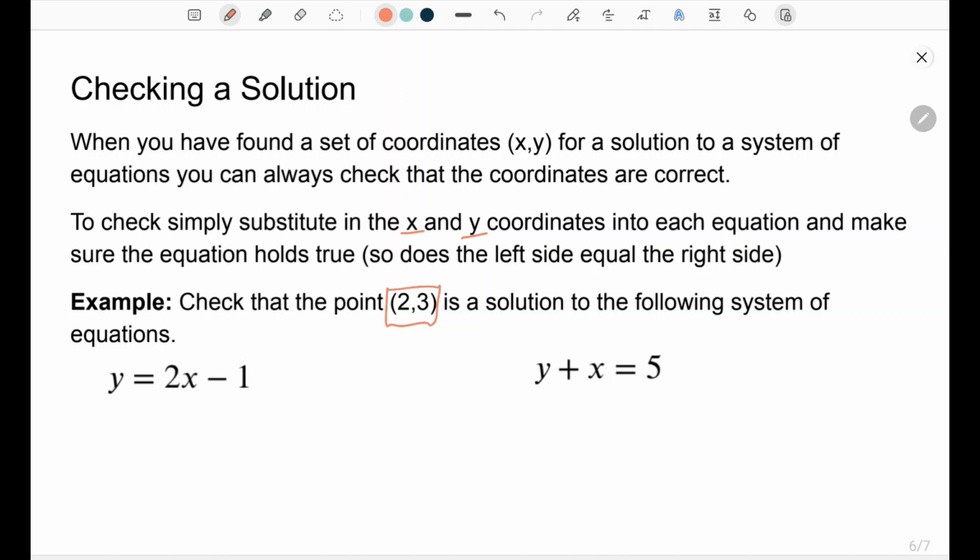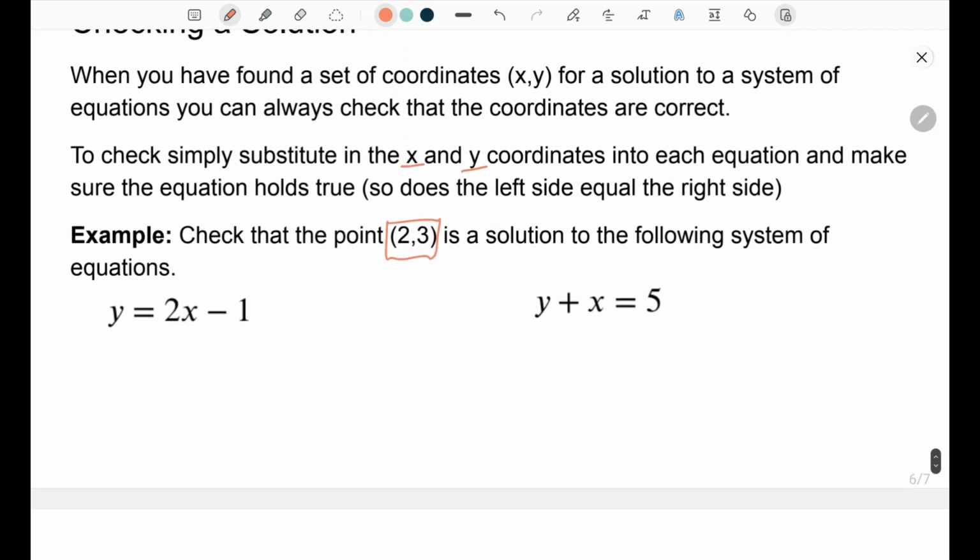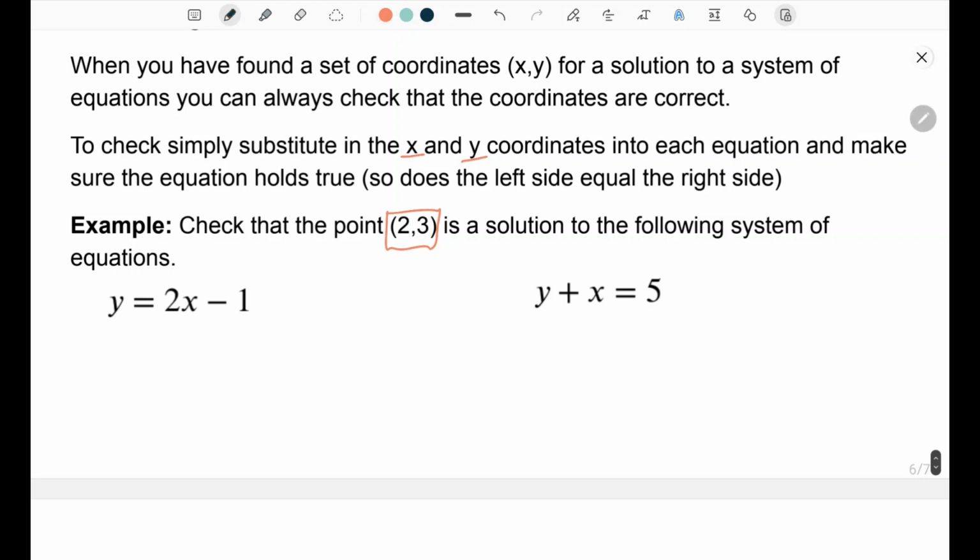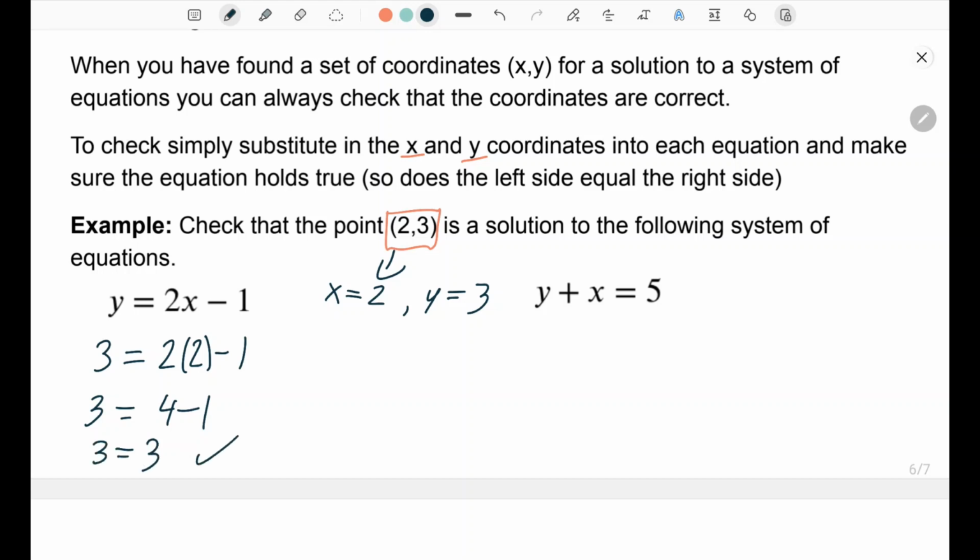So for example, in this example, we want to just check, is 2, 3 the solution to the following system of equations. So again, if you have 2, 3, that means your x value equals 2, your y value equals 3. So checking on this equation to the left, you'd substitute in for y, 3. So does 3 equal 2 times 2 minus 1? So left side stays the same, and just work out what is the right side equal to. Well, 2 times 2 is 4, subtract 1, and so 3 is equal to 3, which is what we want. So there we've checked that this equation works.